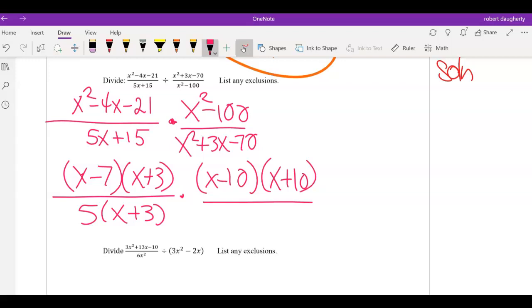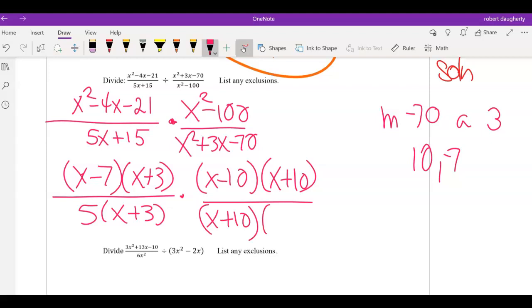x squared plus 3x minus 70. So numbers that multiply to negative 70 and add to give me a 3. That's probably going to be a 10 and a 7, with the 7 being negative, okay? So this is going to be x plus 10, x minus 7. Now, before I do any simplification, what are my exclusions?